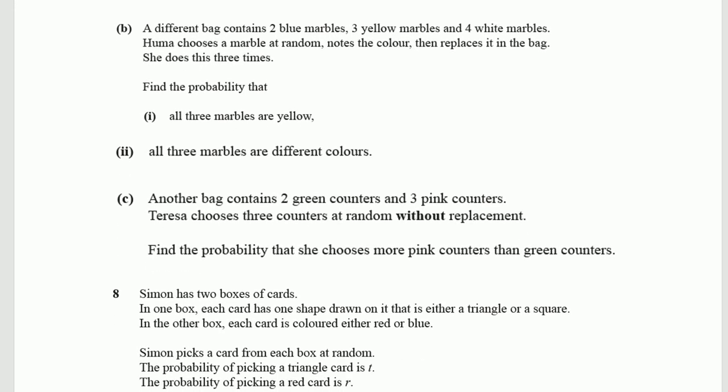A different bag contains 2 blues, 3 yellows, and 4 white marbles. Homer chooses a marble at random, notes the colour, then puts it back in the bag. She does this 3 times, and we want to find the probability that all 3 are yellow. Now, all 3 are yellow is pretty straightforward. First of all, we have to notice there are 9 marbles in the bag, 2 plus 3 plus 4. And of those 9 marbles, 3 are yellow. So her chance of a yellow marble is 3 out of 9.